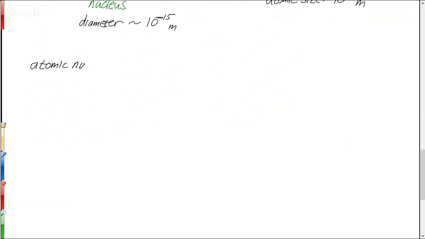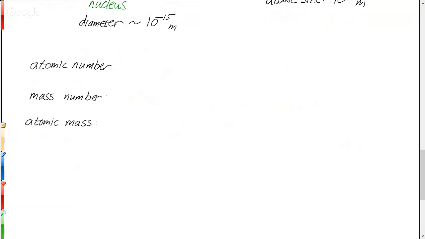The atomic number, the mass number, and the atomic mass. Okay, so those all have some similar words in them. They're not the same. The second 2 in particular are easy to confuse with each other, so we're going to make sure to get them straight. So first of all, the atomic number. What is that?